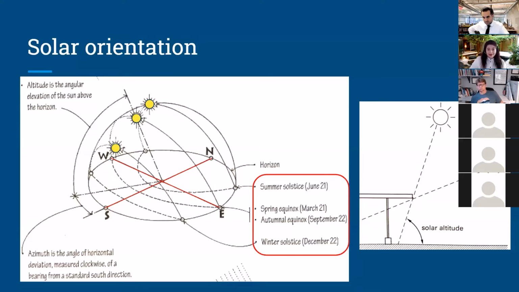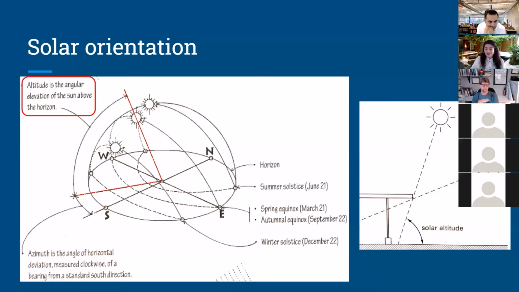The second part that I want you to really understand is how to measure this. We have the altitude, which is the angular elevation of the sun above the horizon. Think of the horizon as the flat surface, right? On the right side, our flat surface or horizon is the ground. The altitude is measured with an angle from the ground to the dashed line of the sunlight.